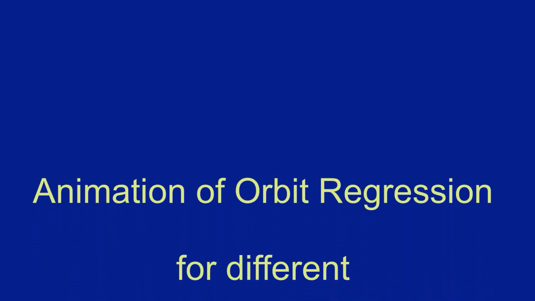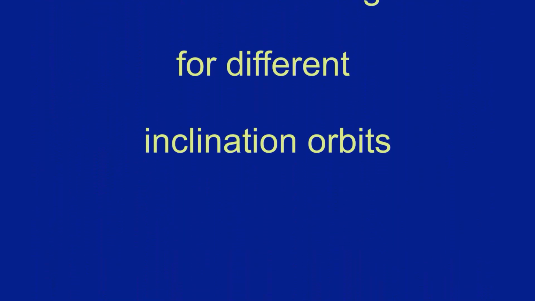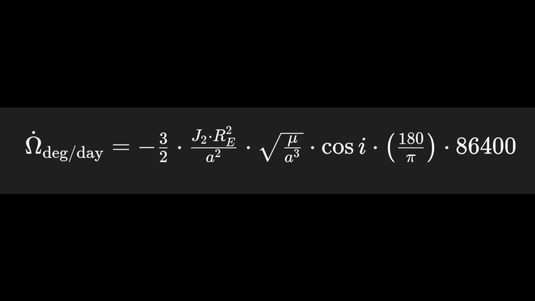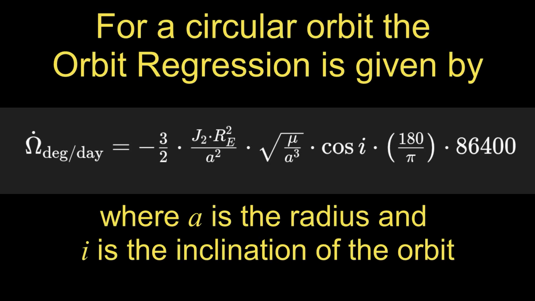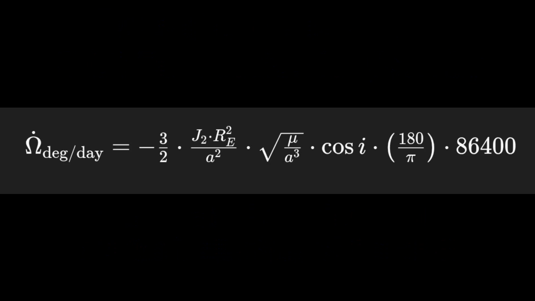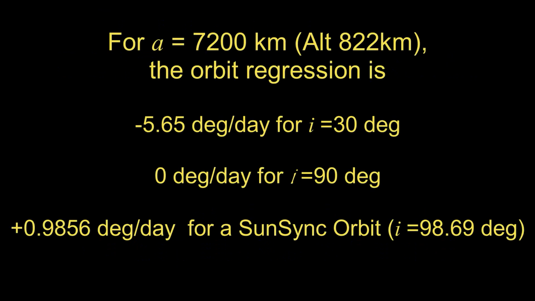Hi, this animation is about orbit regression for different inclinations using computer simulation. For circular orbits, the orbit regression is given as a function of inclination and the semi-major axis. At low inclination, the orbit regression is very high, and at high inclination, the orbit regression is very slow.